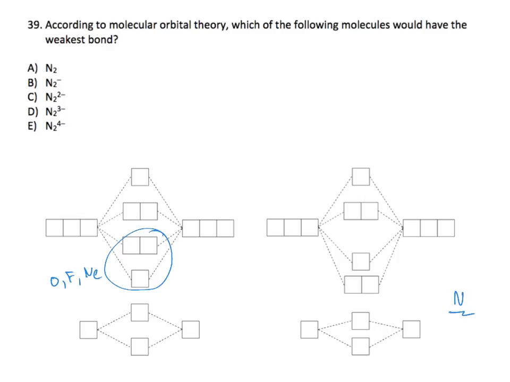So for nitrogen, we have, I guess, 5 different nitrogen species with differing numbers of electrons. So for A, we have N2. Nitrogen has 5 valence electrons, so 2 nitrogens has 10 valence electrons.